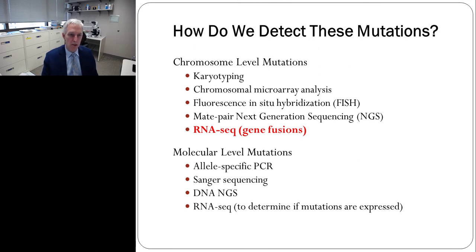As I said, I'm a molecular pathologist, and my job is basically to develop and implement tests that help us identify these mutations to help manage the care of patients. The type of test we use depends on whether it's a chromosomal level mutation or molecular level mutation. Some examples of tests used to detect chromosomal level mutations include karyotyping, chromosomal microarray analysis, fluorescence in situ hybridization, paired-end next-gen sequencing, and, as I will talk about today, RNA-seq for gene fusion detection. Example molecular level mutation assays include PCR-based assays, Sanger sequencing, DNA next-gen sequencing, and you can also use RNA-seq to pick up molecular level mutations, but we won't be talking about that today.